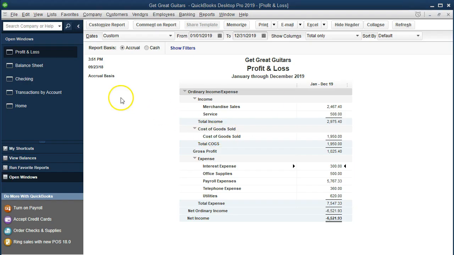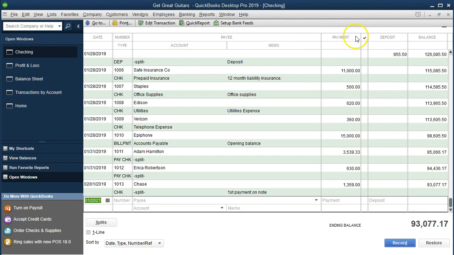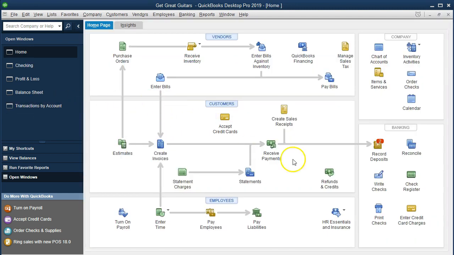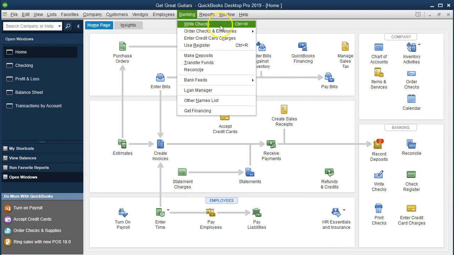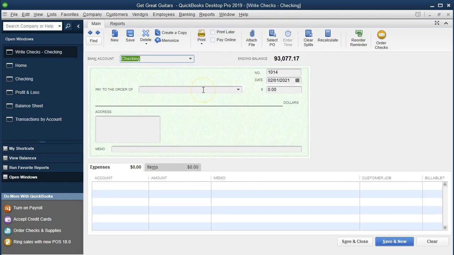So I'm going to go back over here. Now this time, I'm not going to go to the register. When it closes this, I'm not going to go here and enter it here. We're going to actually enter a check. So if we go to the home page, we can enter the check here, or of course we can go to the drop-down banking and write a check. So let's actually write a check this time and do the same process but in a different format.